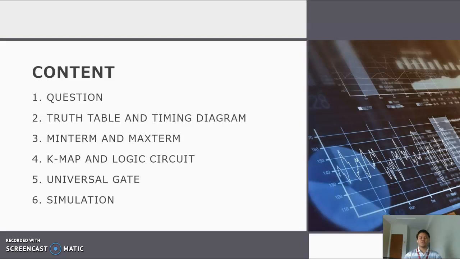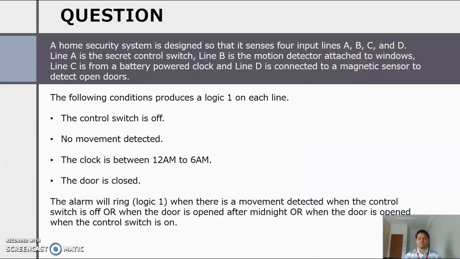First of all, we will have to look at the question, and we will answer all the things that the question asks us to do. The things that the question asks us are the truth table and the time diagram. Next is the minterm and the maxterm. Then the K-map and logic circuit. Then we will need to construct the circuit using the universal gate. And last but not least is the simulation to show the functionality of the circuit. So let's get right into the question.